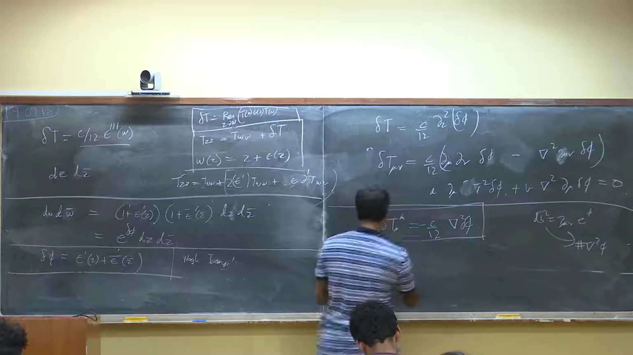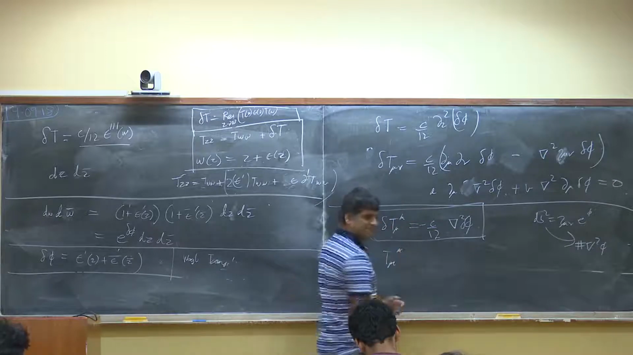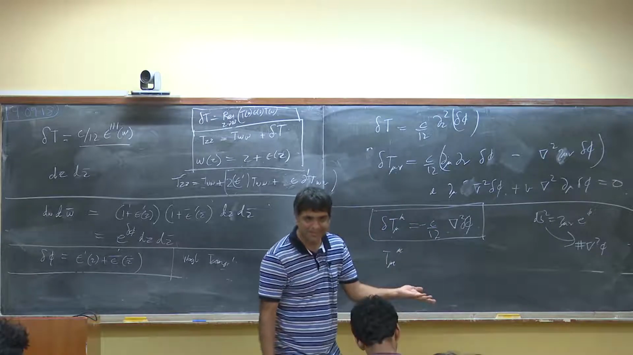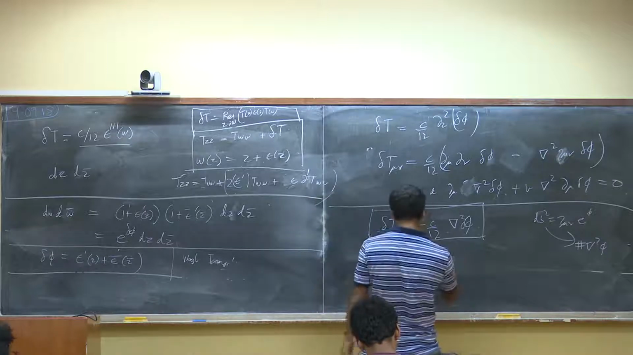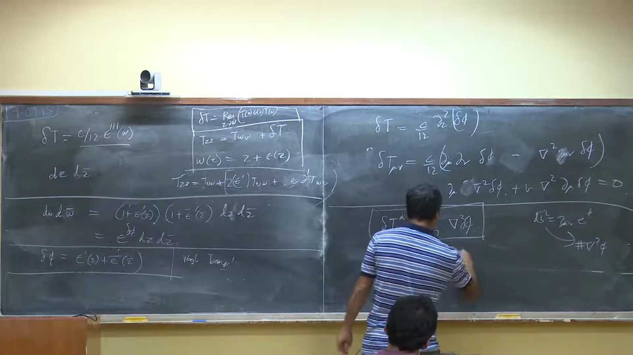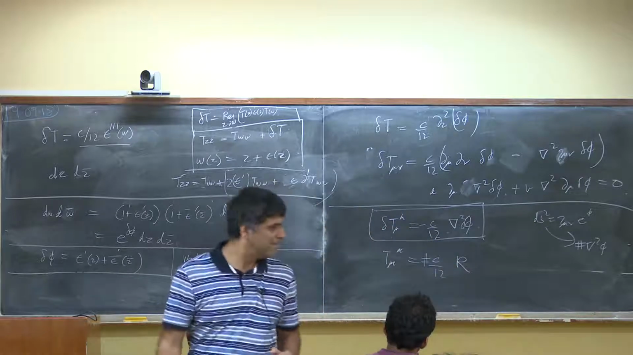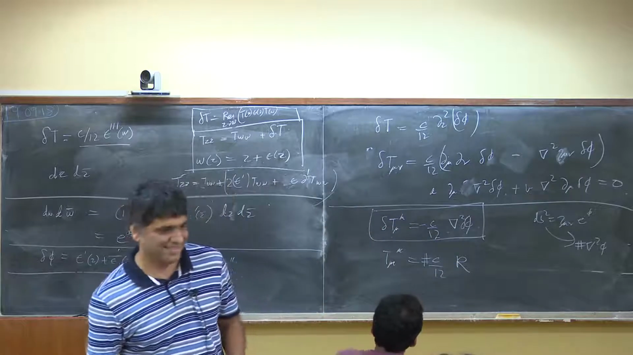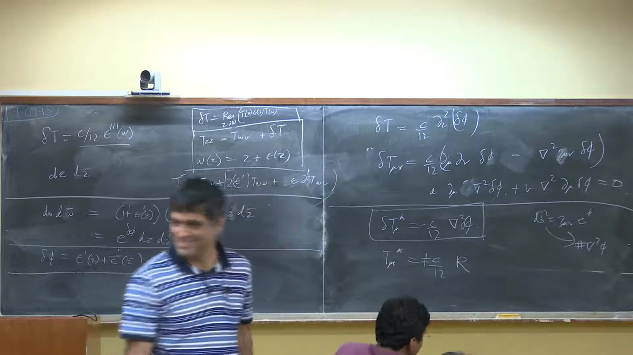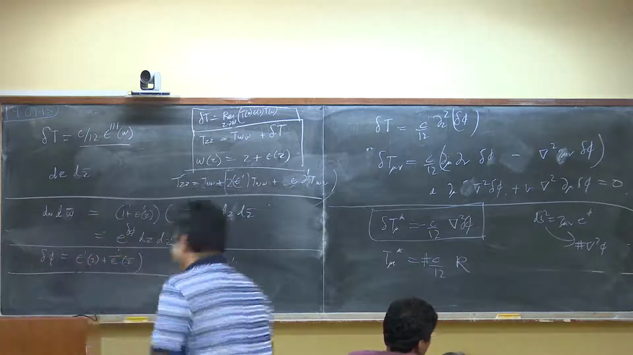With this we find that T mu mu, an alternate way of writing the same equation, is equal to c by 12 times R times some pure number that I cannot remember. If somebody has Polchinski here, they can tell me what that number is. Oh, that's very nice. Thank you very much.